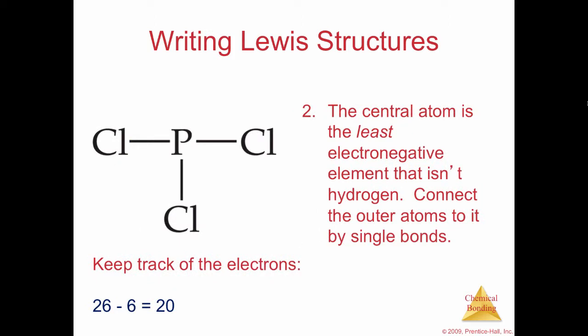Second, the central atom is the least electronegative element that isn't hydrogen. You will connect the outer atoms to it by single bonds, keeping track of the electrons. So far we've used 6 electrons in this drawing, 2 for each of the bonds.